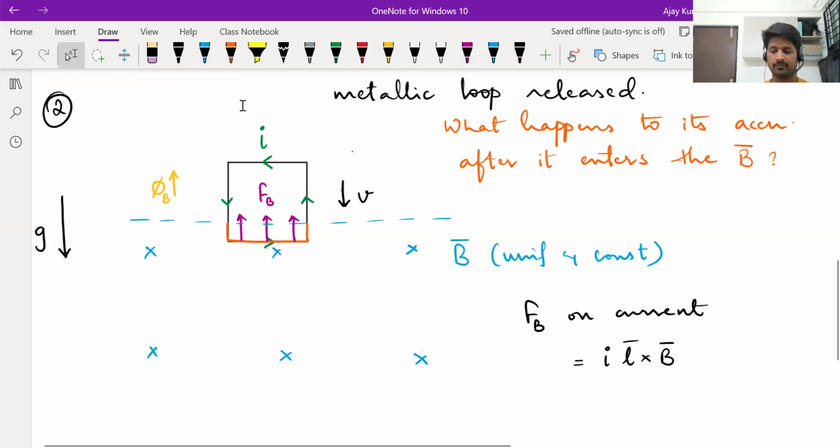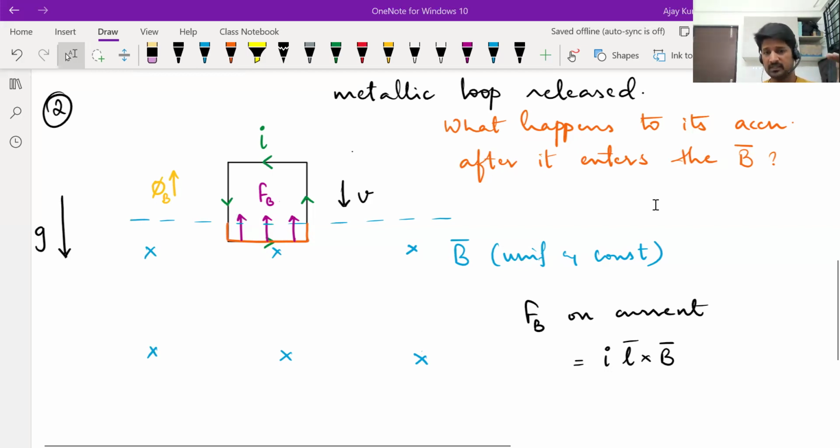Can you explain the last part once again? See, as the loop enters into the magnetic field, the flux through it changes. There will be an EMF induced. There will be a current induced. That much did you understand? Yes, sir.